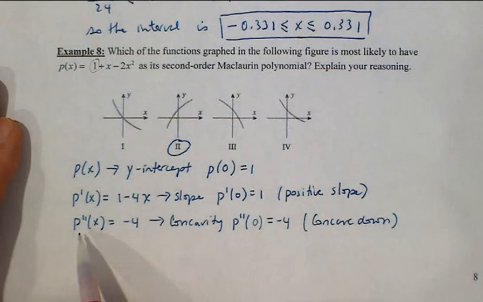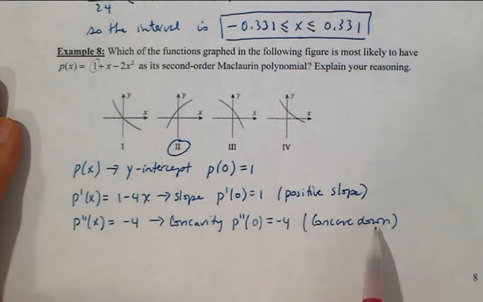And then when I take the second derivative, p double prime of x, I get negative 4, and that relates to concavity. So p double prime of 0 is equal to negative 4, so I know that it concaves down.